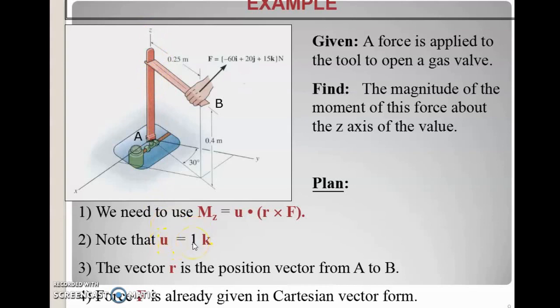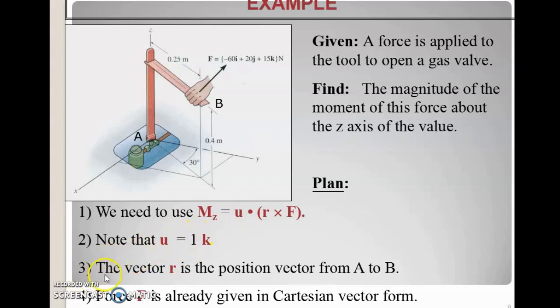If the axis is the z axis, the component is in the k component. If it is the x axis, the unit vector is in the i component. Same if the unit vector lies on the y-axis, the component is in the j component. Please remember this.